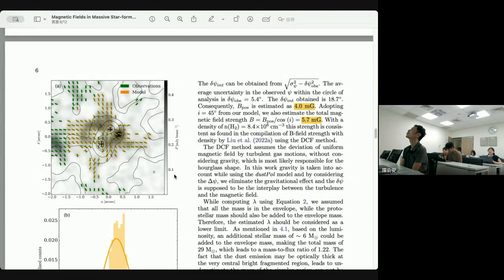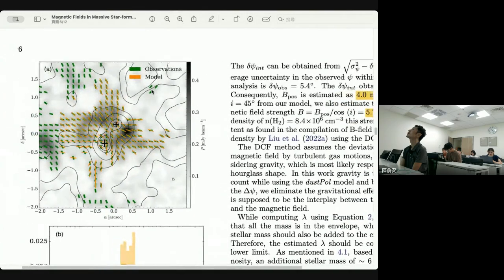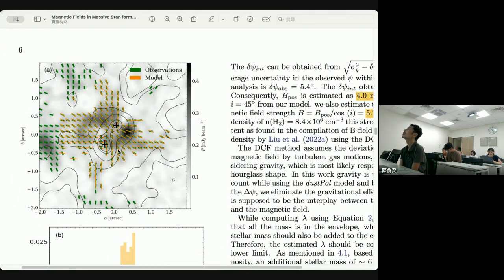What? Where is this discrepancy? What's the difference? The direction. The direction. Where? Here. Around MM1. Oh, I see. Green and orange are crossing, in different directions. Yeah. The observation result is different from their modeling, and they think it's because of the gravity of the MM1.